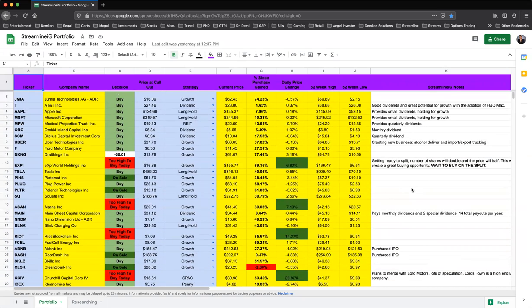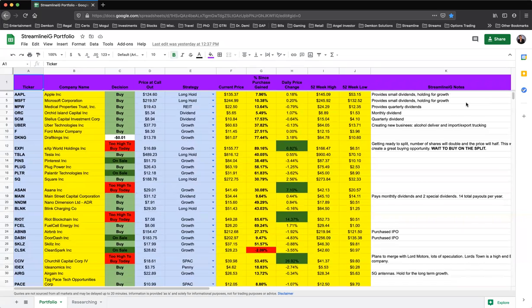And we also have a last section here, a little bit of notes for you guys. For example, AT&T: good dividends and great potential for growth with the addition of HBO Max. Something really quick, just so that you know: Airbnb and DoorDash, we purchased those as IPOs. So we're going to be holding those for a little while because we want those to grow. And as you can see, they are.